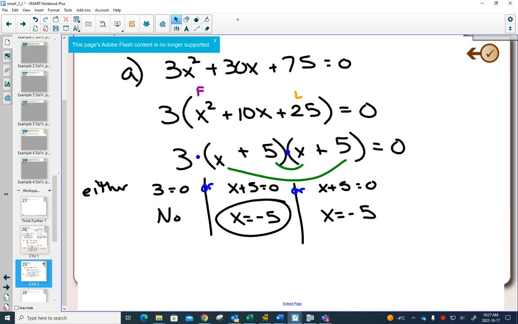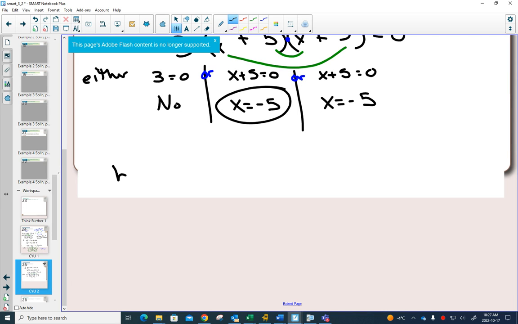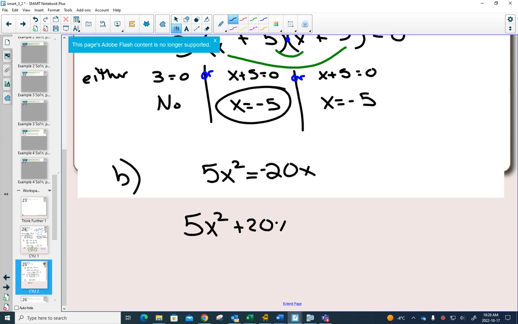If we look at part B now, we have 5x squared equals -20x. Again, I notice it's a quadratic equation. Since it's a quadratic equation, I want to solve this by factoring, but in order to factor, I need one side to equal 0. So I'm going to add 20x to both sides to make it equal to 0.